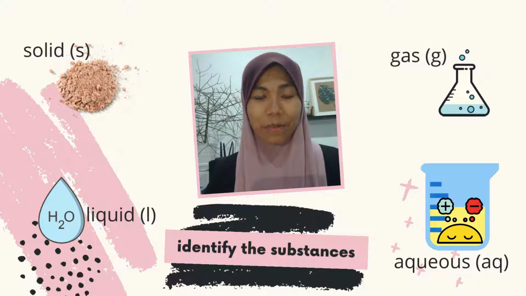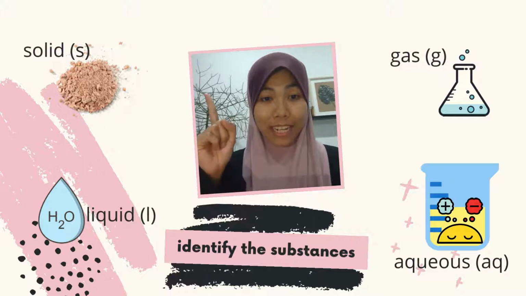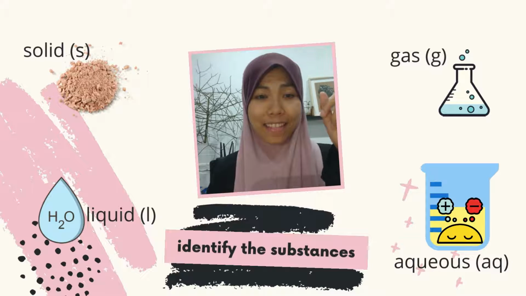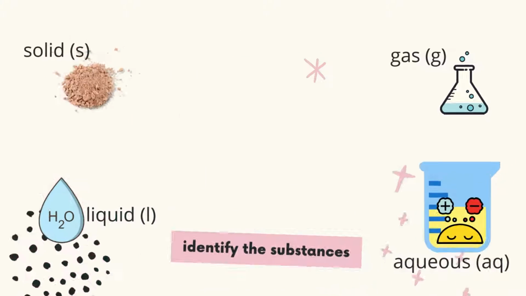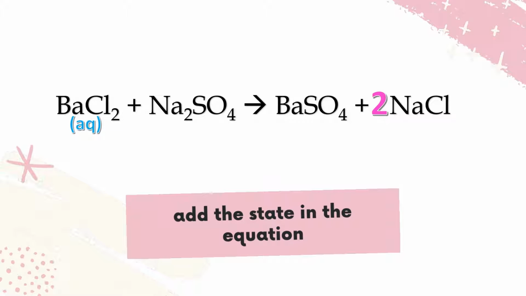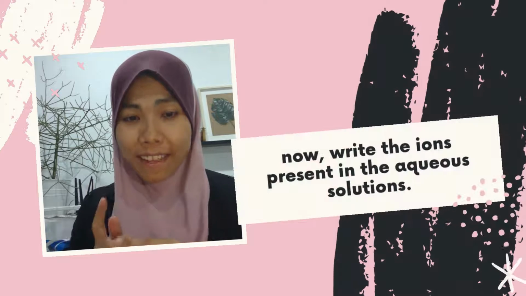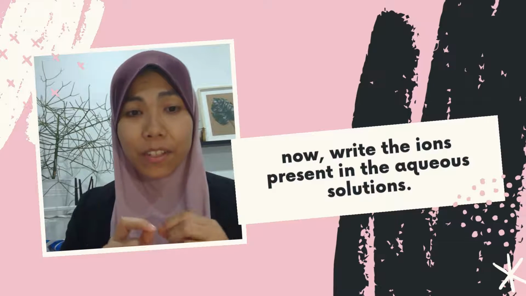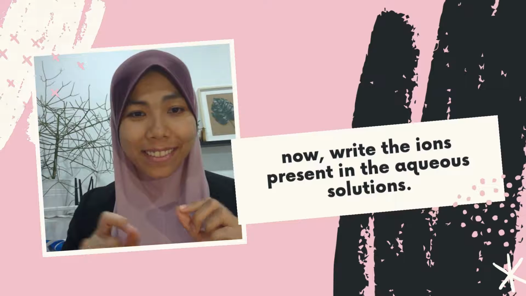Next, you need to identify whether the substance exists in the form of solid, liquid, gas, or aqueous solution. Barium chloride, sodium sulfate, and sodium chloride are in the form of aqueous because those are soluble salts that dissolve in water. Meanwhile, barium sulfate will remain in the form of solid because barium sulfate is an insoluble salt and does not dissolve in water. For the next step, you need to write down the ions present in the aqueous solution.